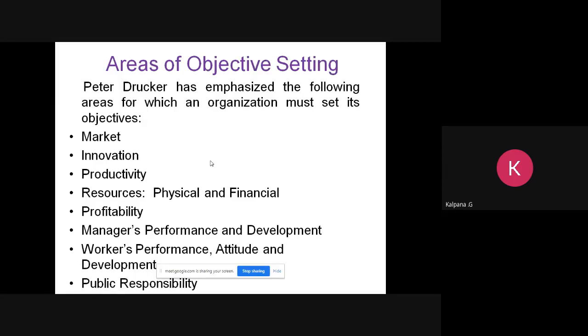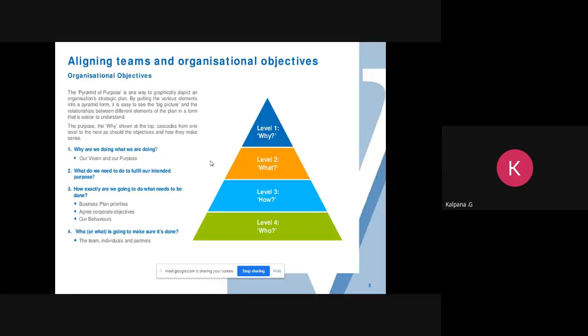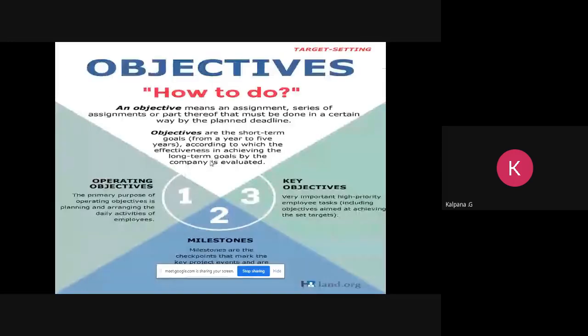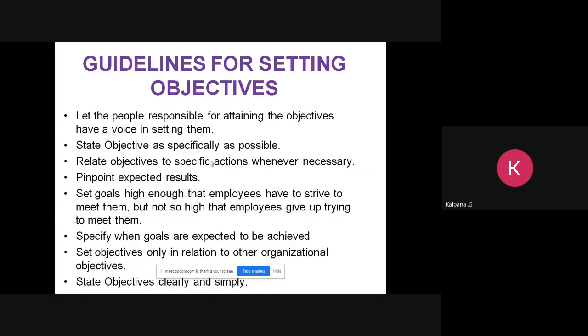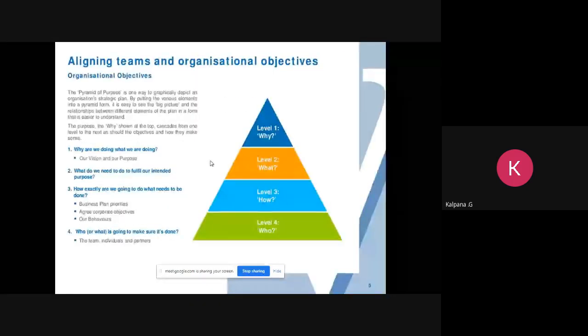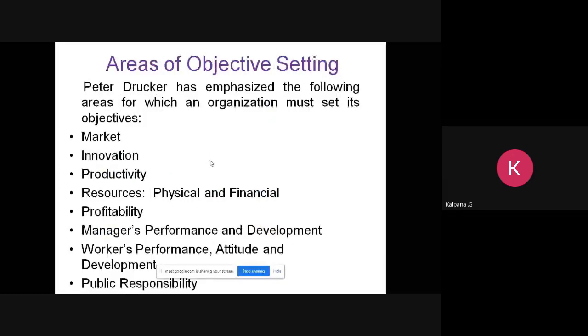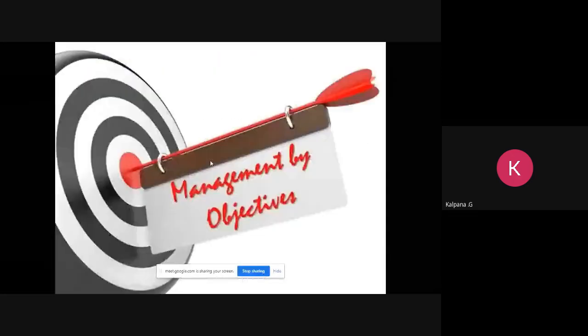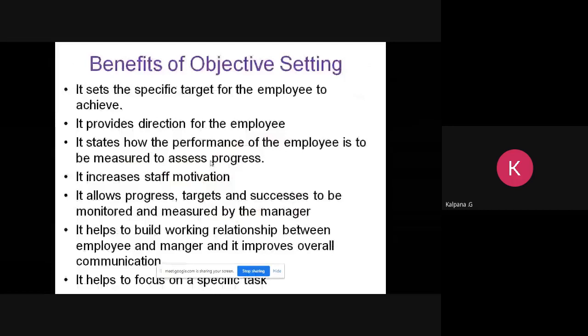So in objective setting, we saw the definition and the three types of objectives and guidelines, followed by the golden rule, and then how we are going to align the teams, the key result areas, and the benefits of objective setting. With this, the fifth topic in the syllabus is over.